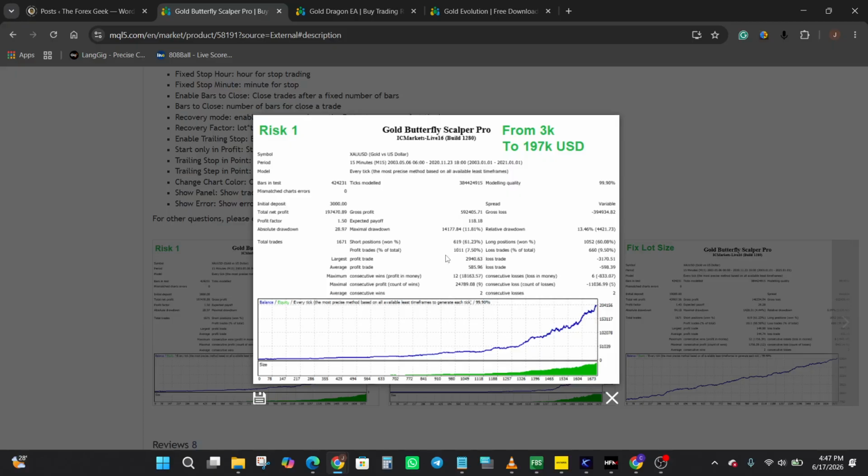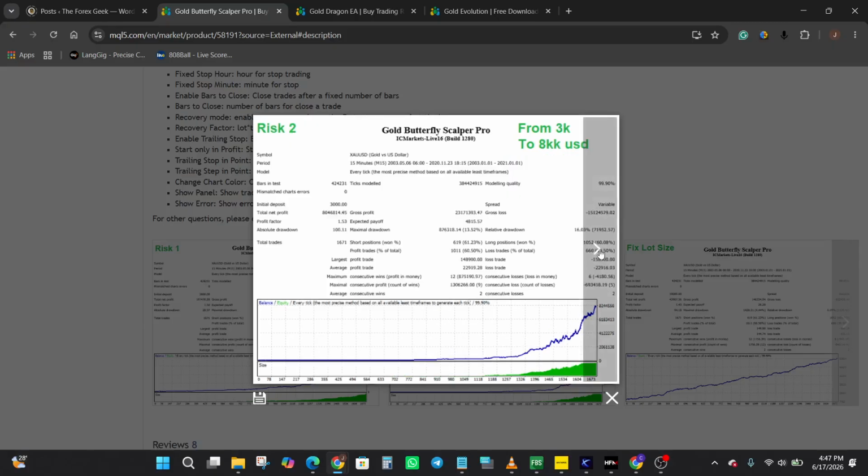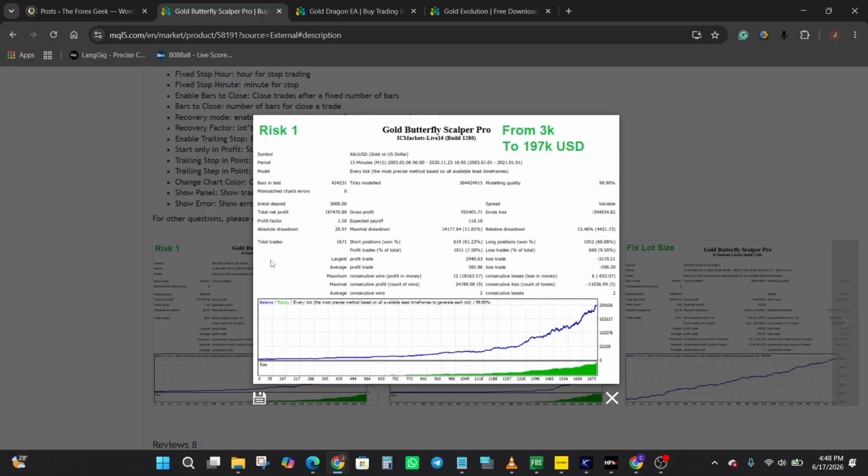I think there should be something wrong with this data here, because total trades is telling me 1,671 and profit trades is telling me 1,011. And why am I seeing 7.5%? I'm sure that 1,011 is not 7.5% of 1,671. So there seems to be something wrong with this data here, right? And then here I can see that of 1,671 trades, the profit trades are 1,011, 60.5%.